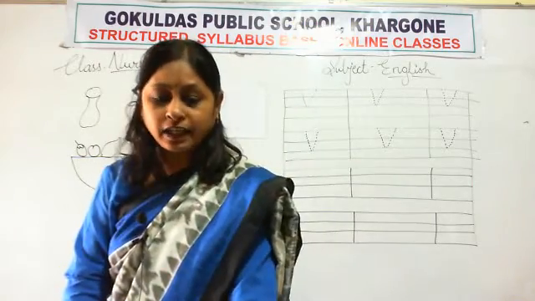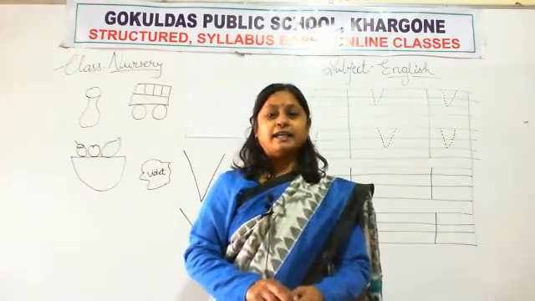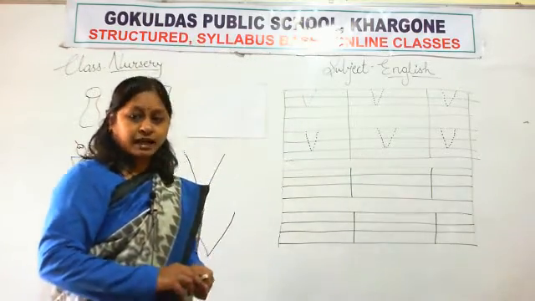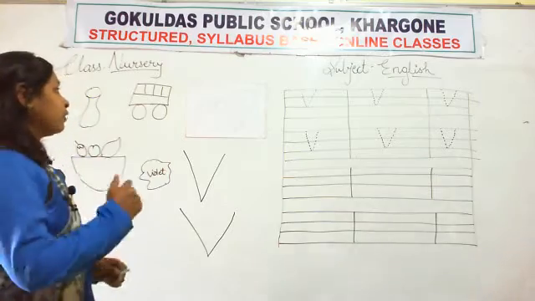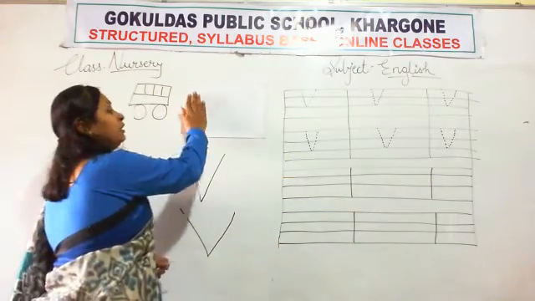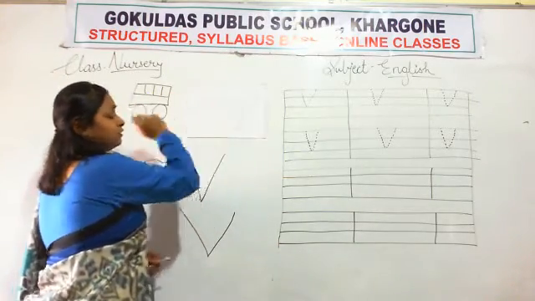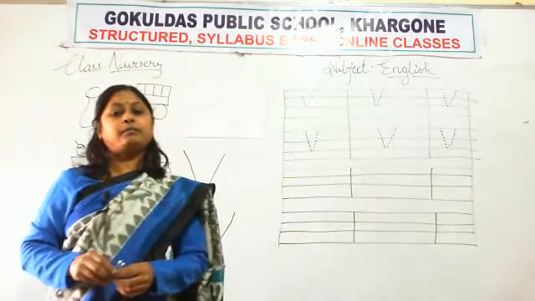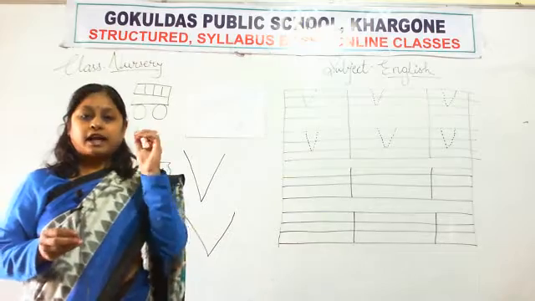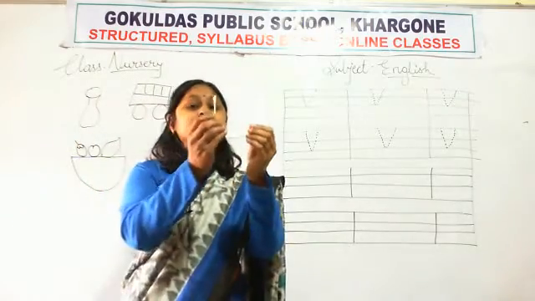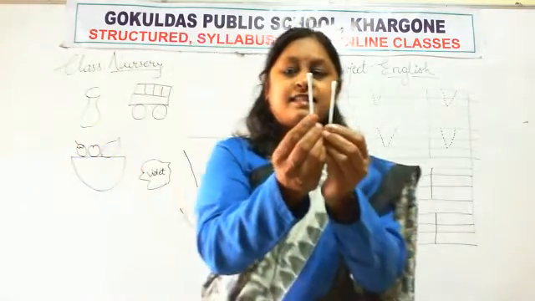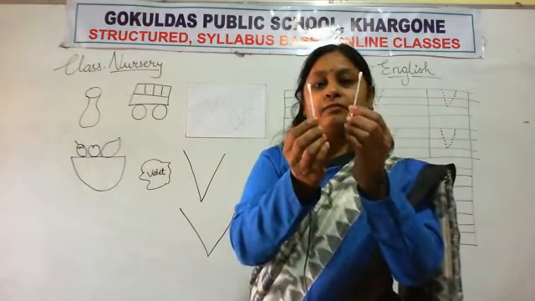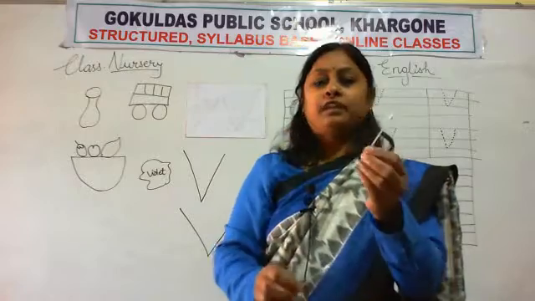Okay. So today we will start to write letter V. Before that we will do some activity. Okay. What you have to do? You have to first write V on a page in your notebook. And you have to take this earbud. What is this? This is an earbud. With the help of the earbud, we will make letter V.